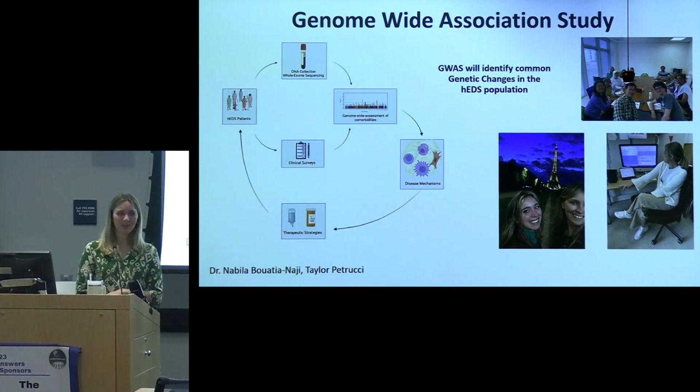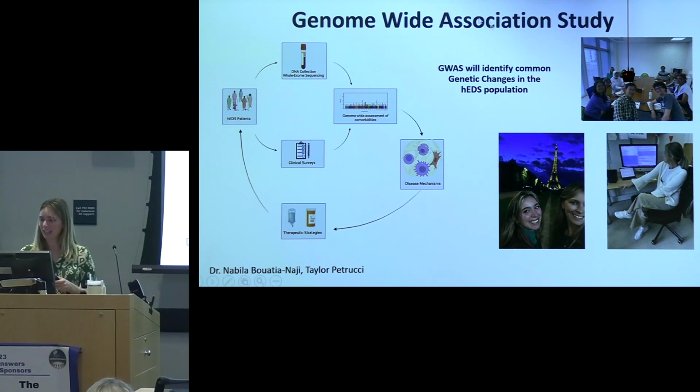So one of the really cool things that we're working on is a genome-wide association study. This is a large-scale genetic project that helps us to identify common genetic changes in the HEDS population. We are working with a GWAS expert, Nabila. She is actually in Paris, so I've unfortunately had to go to Paris to work on some of this. With Taylor, we had a terrible time. We are going back a little bit more in the fall, which is really exciting, and that's actually the lab group that we worked with right here.